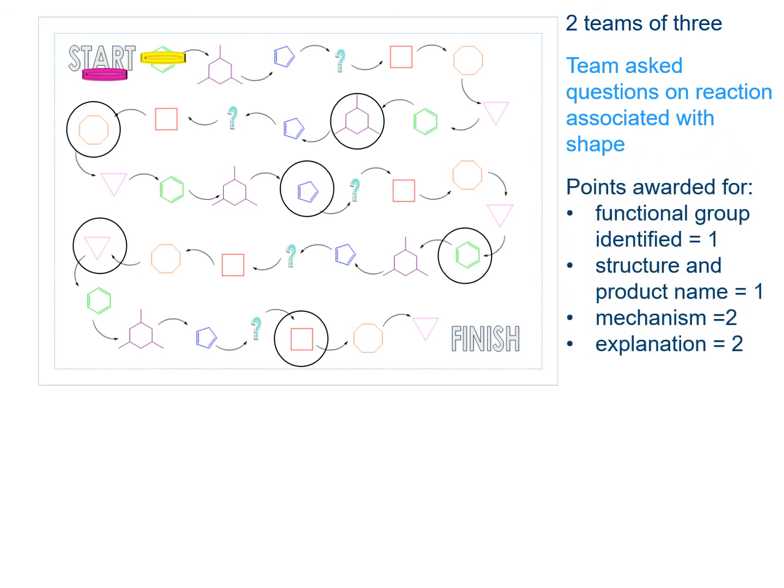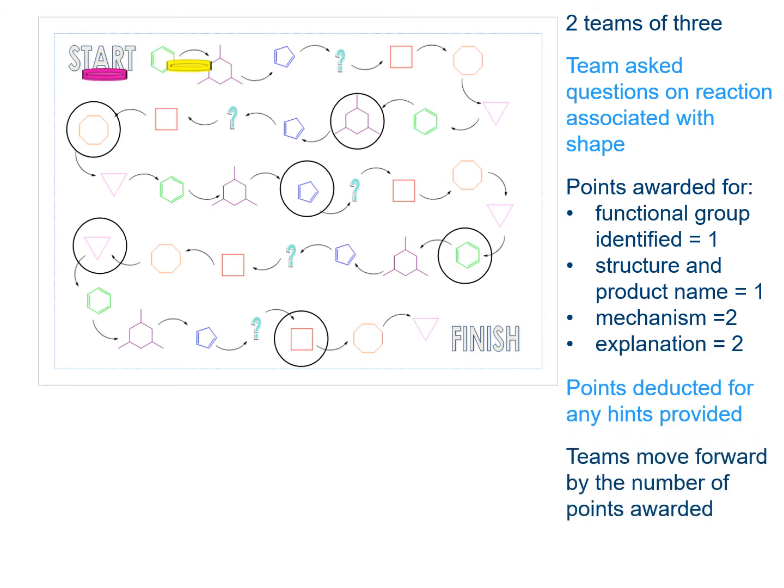Points are then awarded for correct identification of functional group, the structure and the name of the product, the mechanism to get to that product, and the explanation provided. They can ask for hints if they're stuck on any one of those elements, but points are deducted for any hints given. And then the teams move forward by the number of points awarded.